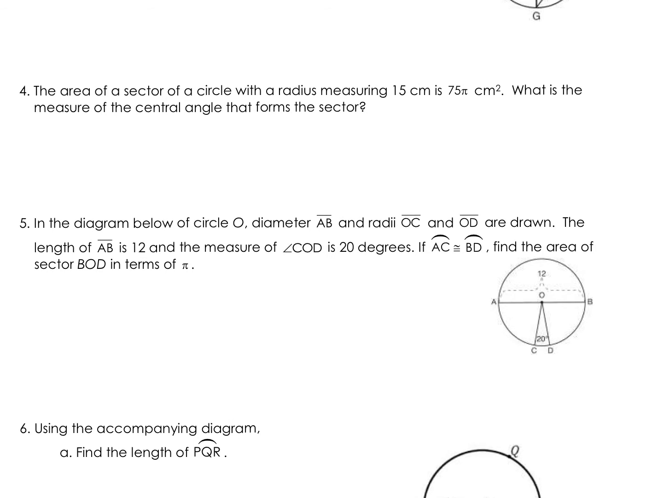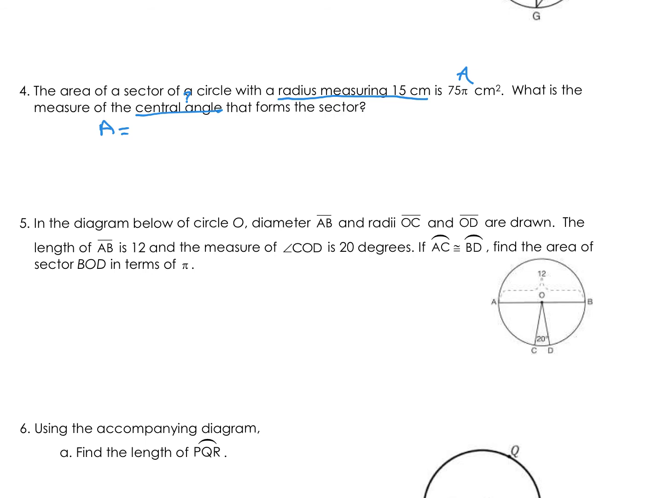Number 4, the area of the sector of a circle with a radius measuring 15 centimeters is 75 pi. What is the measure of the central angle? Ooh, this one's a little different. The radius is 15 centimeters, and the area, they already gave this to you, is 75 pi. What is the angle? So this, we don't know.